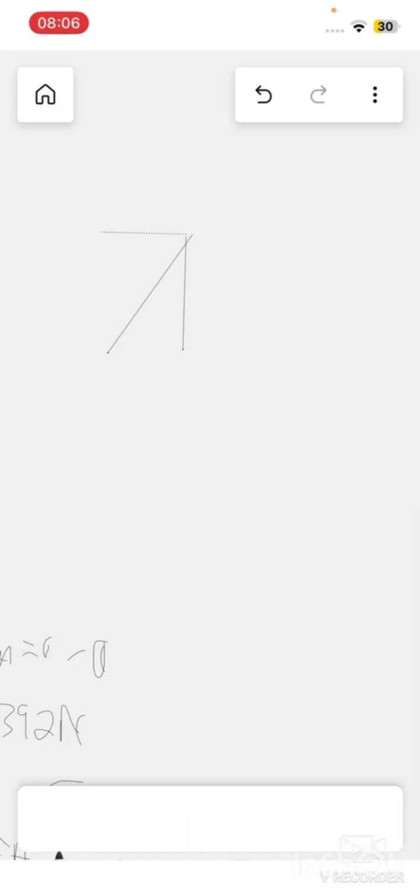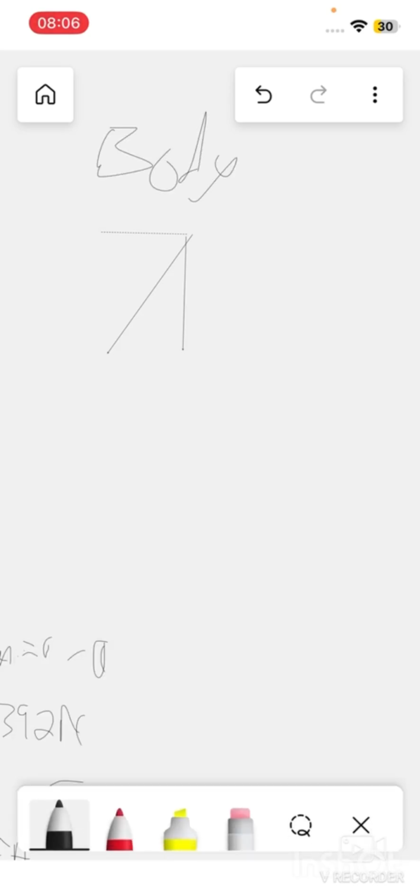We're going to name our forces. This is for body B. That one is for body A. This is TBC. This one is TEB. If you are given to draw it, that is that.